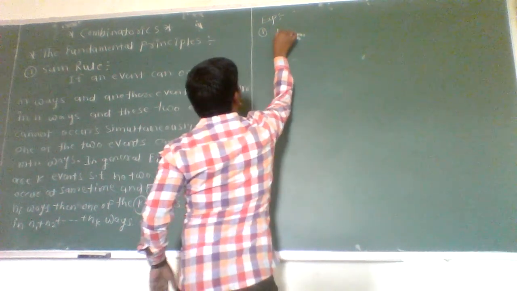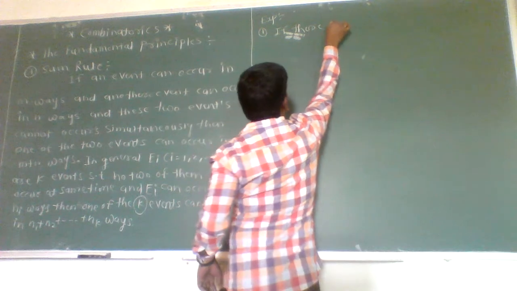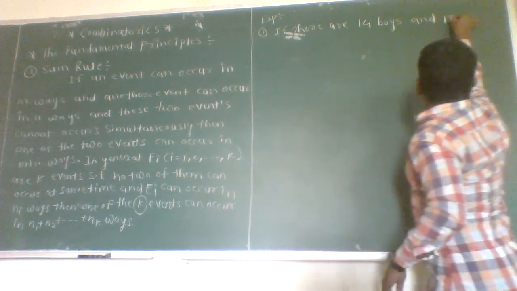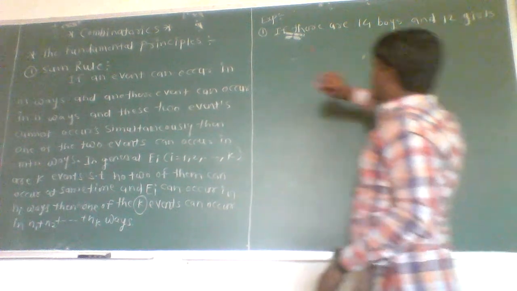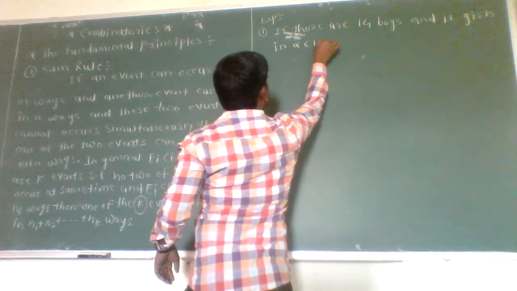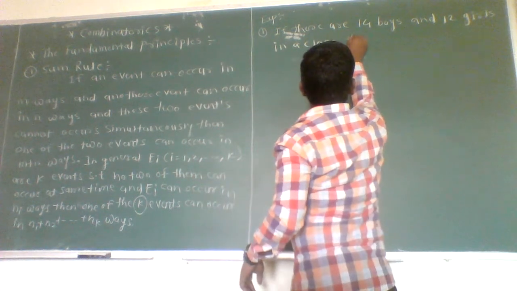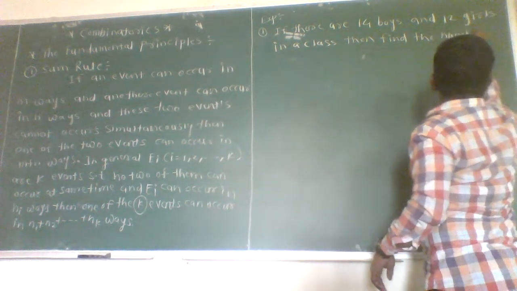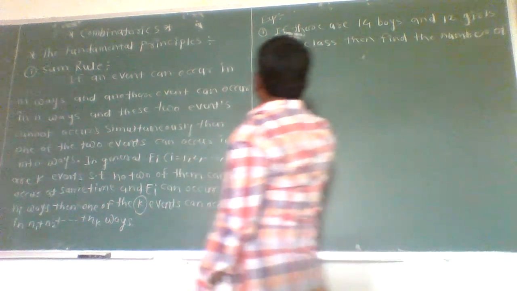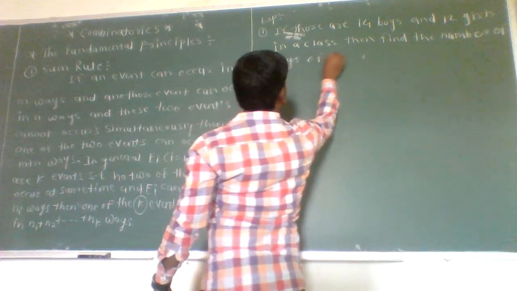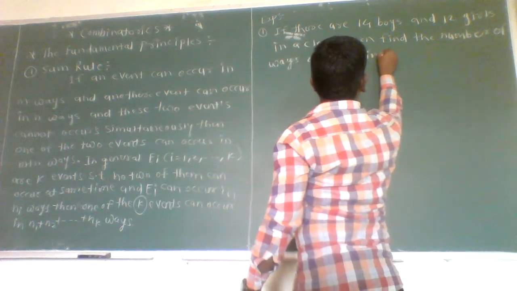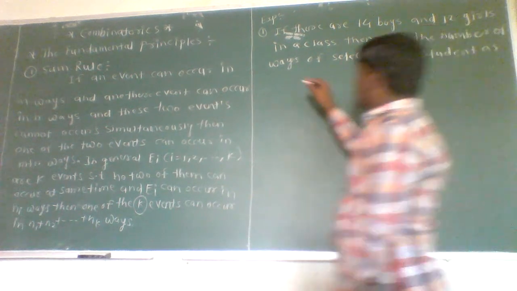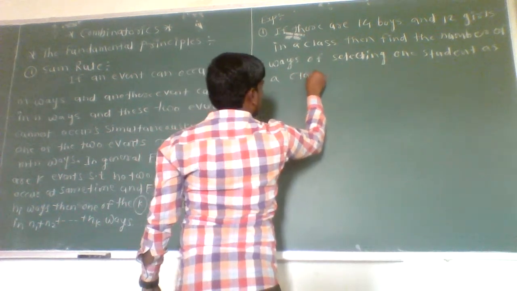First one: if there are 14 boys and 12 girls in a class, then find the number of ways of selecting one student as a CR, that is, as a class representative.